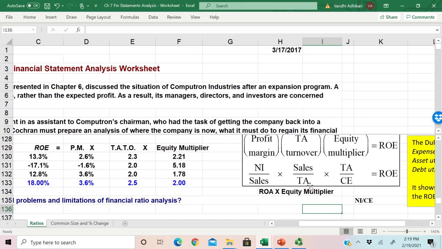So utilize your assets properly in generating revenue. Don't use up a lot of assets, hence a lot of capital, to make sales. Efficiently utilize assets to make sales.